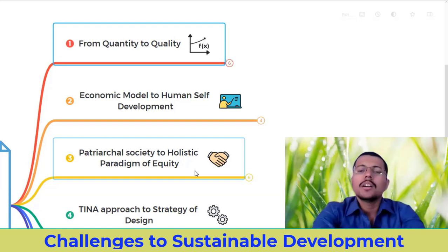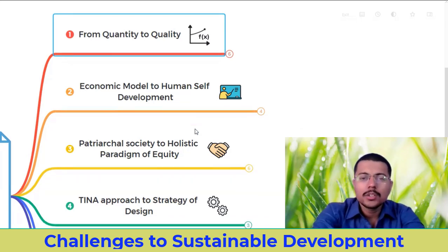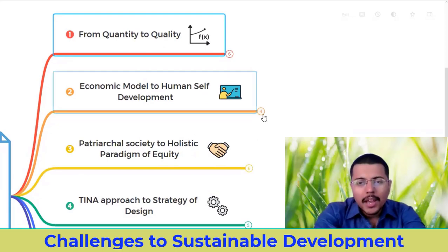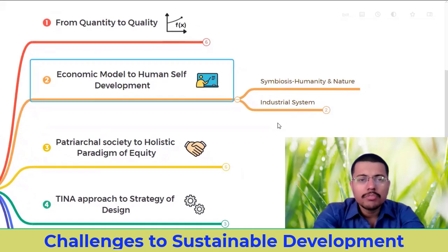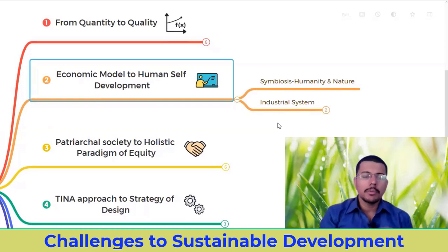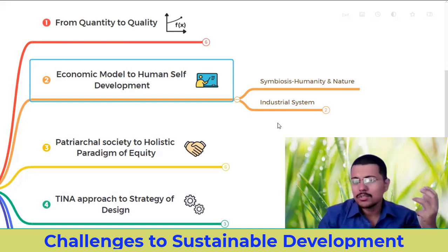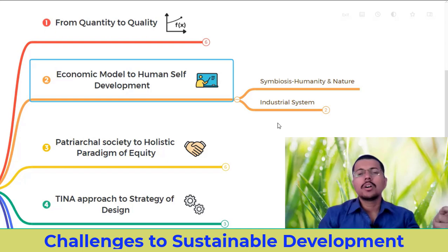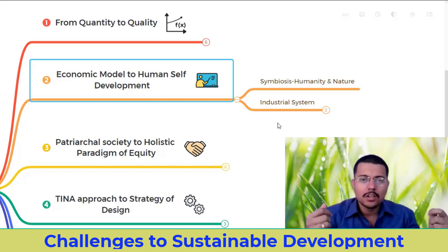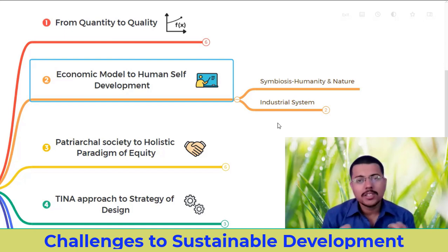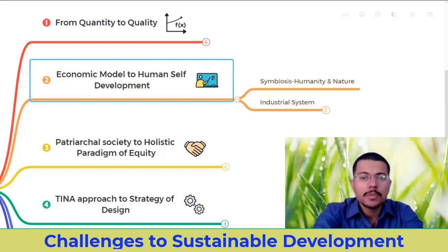The second challenge is economic model to self-development model. In the economic model, we need to have symbiosis between humanity and nature. Human self-development should be at the core of the development. Currently, we only hear about growth, right? Which is only the crude form, only in economic terms. How much money, how much growth, GDP, but that doesn't capture the self-development, the human part of the development. So that needs to be captured.